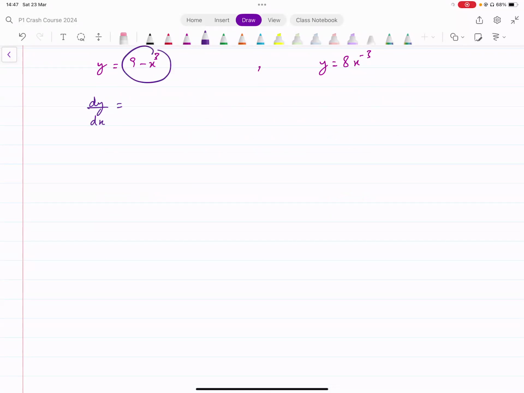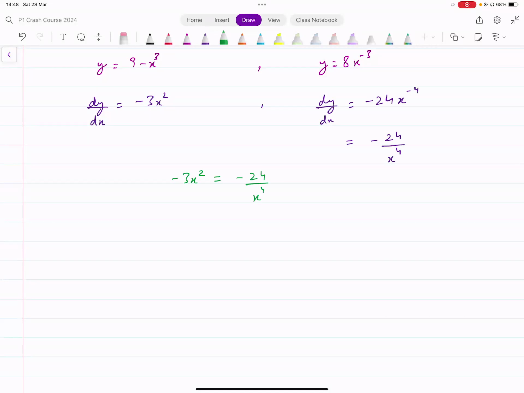What's the derivative of 9 minus x cubed? It's minus 3x squared. And what's the derivative of 8x raised to power minus 3? 8 into negative 3, that's minus 24, into x raised to power minus 4. These are the two derivatives that we have. We can simplify this and write it like this: minus 24 over x raised to power 4. Now, if the gradients are equal, the derivatives should be equal to each other. We say minus 3x squared should be equal to minus 24 over x raised to power 4.